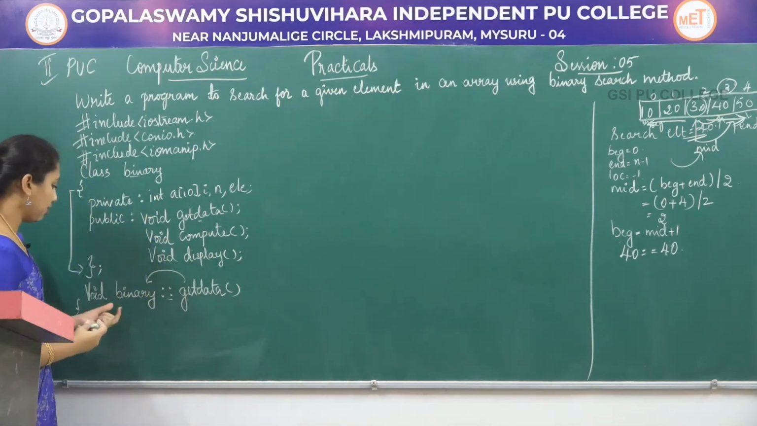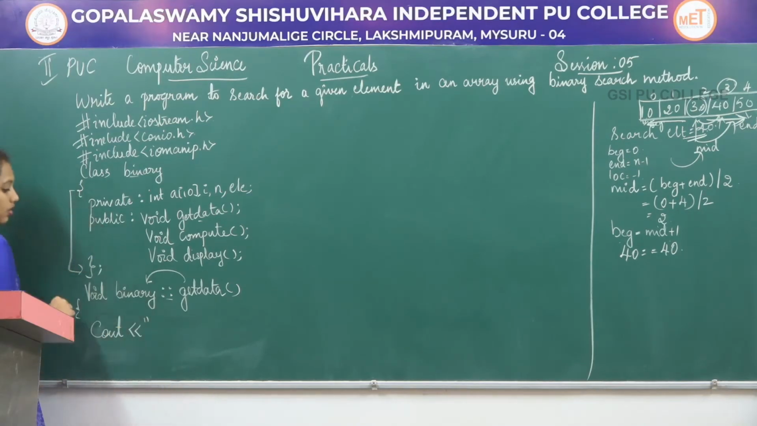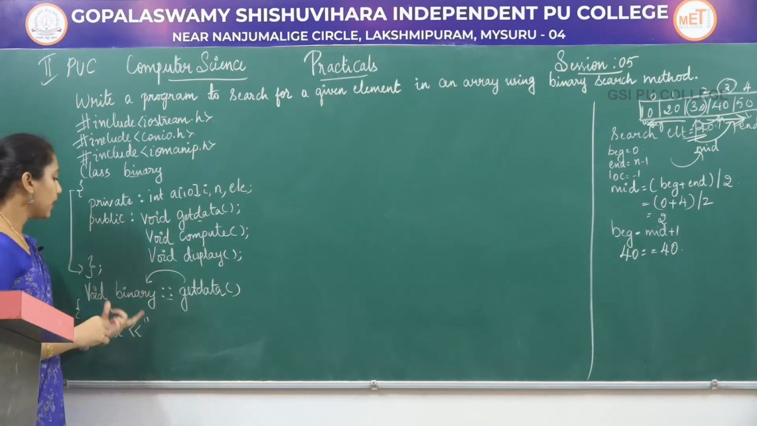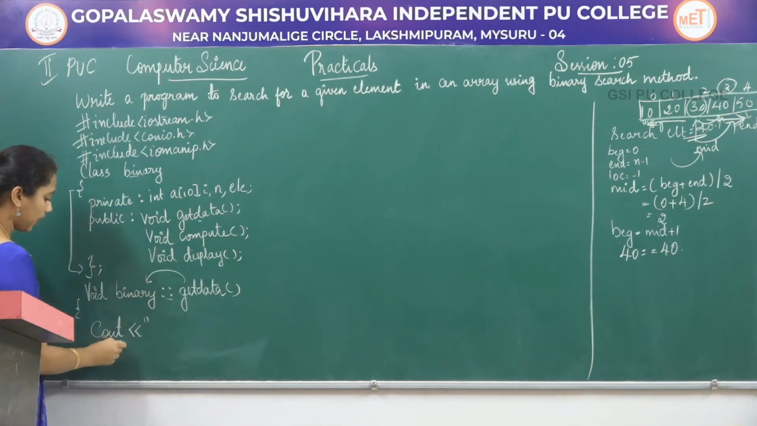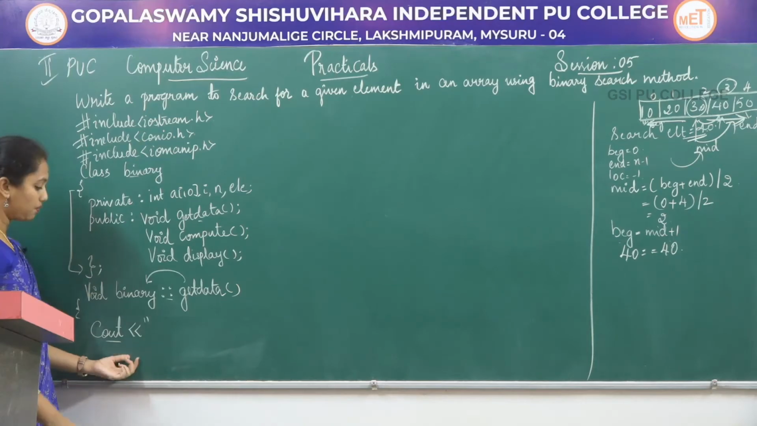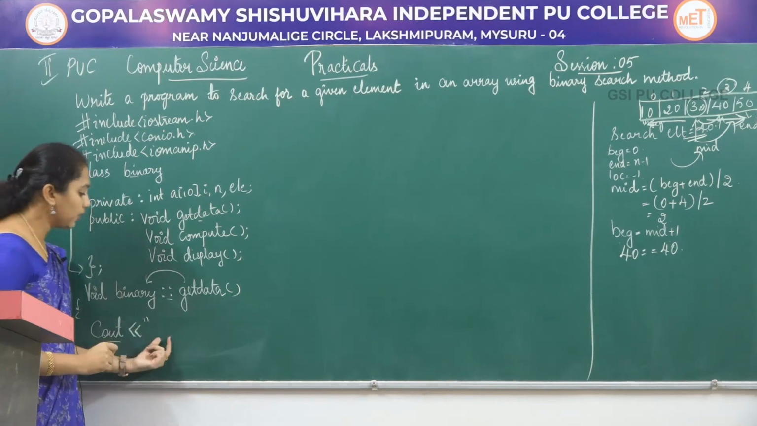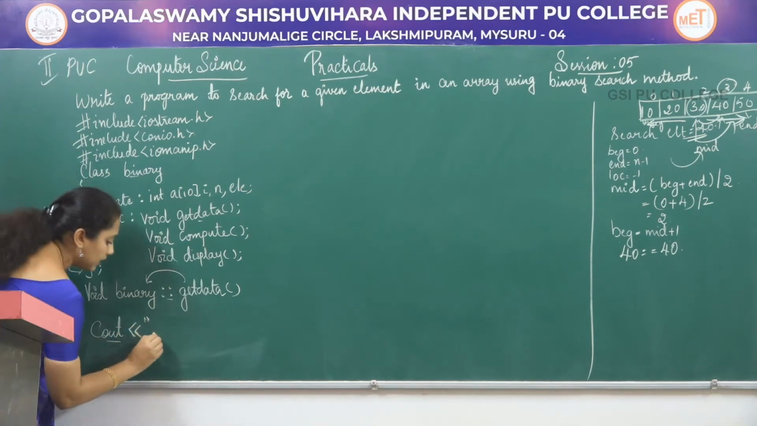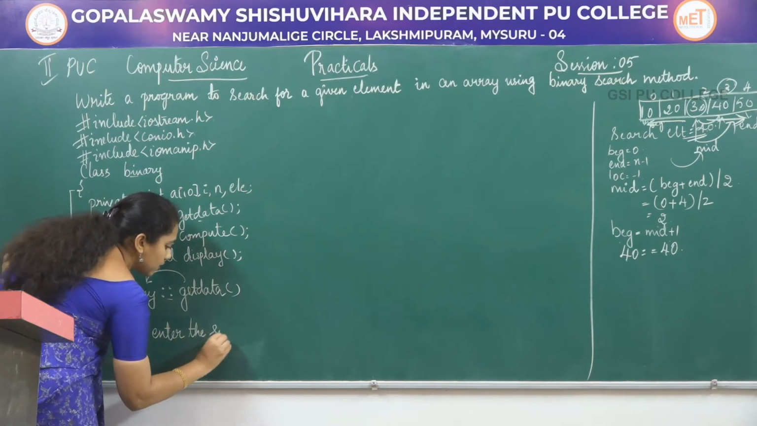So in the get data function, first I am going to display "Enter the size of an array". I want to display that statement as it is, hence I am writing that statement with the help of the cout object. This is the insertion operator. I am enclosing that statement within double quotes: Enter the size of an array.